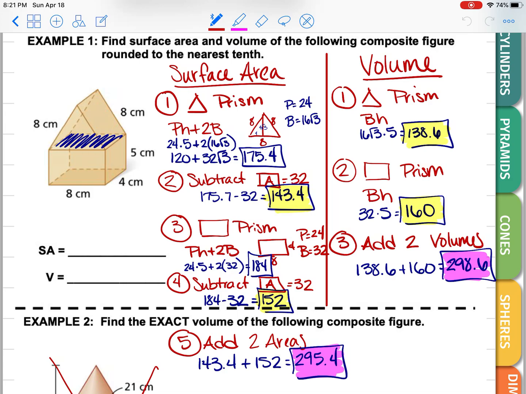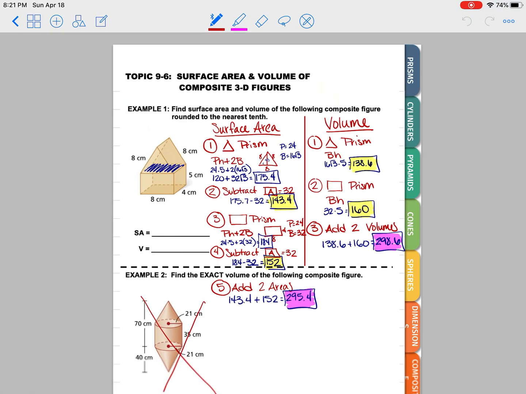Volume's a lot easier because you're just finding the volume and putting it together. You could have to add with volume, or I'll show you here in a minute where you might have to subtract with volume. But you're not having to think about taking off certain pieces. You're just finding the total volume and adding or subtracting. So you can see how I found the volume of this composite figure: the volume of the triangular prism, the volume of the rectangular prism, and then I added them together. Okay, looking at the next one.